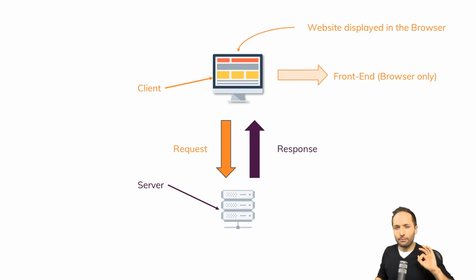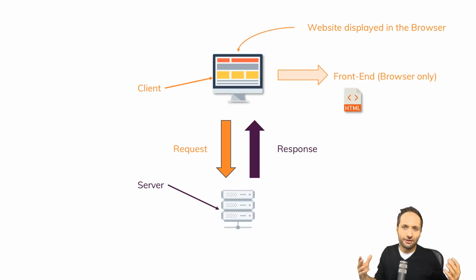Now, talking about information, what information is that? Well, basically, it's code, and it's a specific type of code. The core part of each website, and that's a must, without that part, no website would work, is HTML. HTML is basically responsible for the content being displayed on the website, so the text or images, for example.